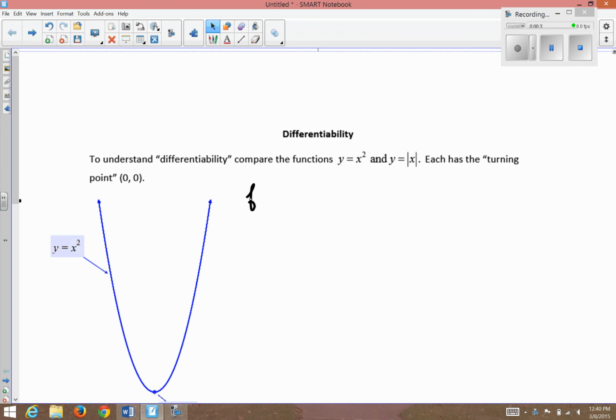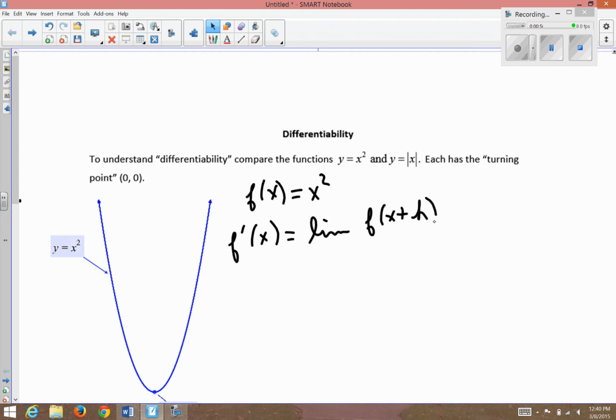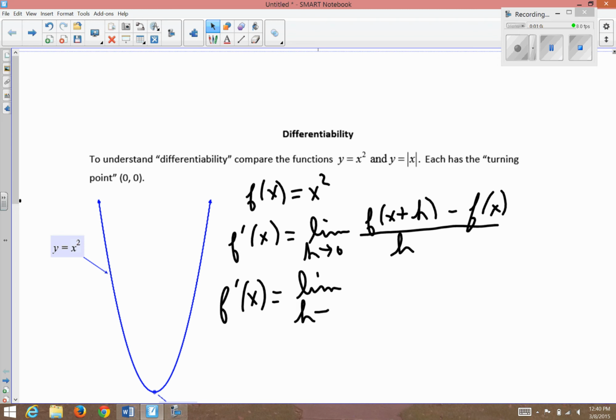For the function f of x equals x squared, the derivative of any function is the limit of f of x plus h minus f of x all over h as h approaches 0. For this blue function, f of x equals x squared, the f prime, meaning the derivative, is the limit as h approaches 0.